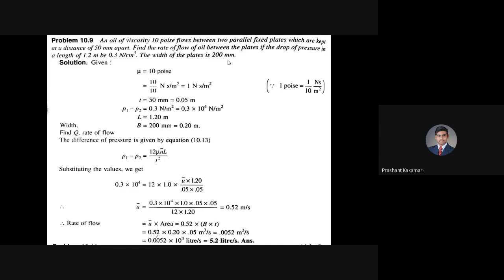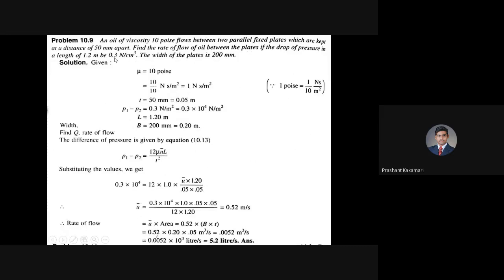So it should be centimeter square, right? Pressure difference should be centimeter square. It should not be centimeter cube. Here it is a mistake. So please note down this value, pressure drop 0.3 Newton per centimeter square. Then we can convert that into Newton per meter square. And length is also mentioned in this problem, 1.2 meters length of the flow.